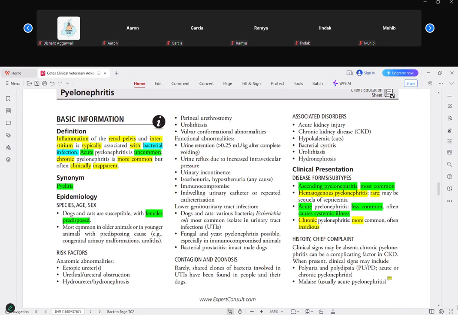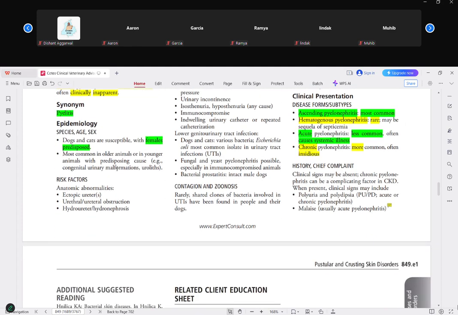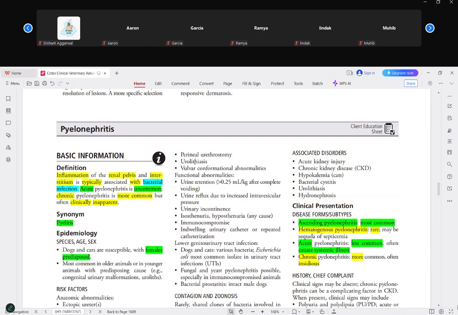Acute pyelonephritis is very uncommon. Usually you find cases of chronic pyelonephritis, which is more common, and you do not find any clinical signs in chronic pyelonephritis. You can also say pyelitis, okay. It is common in female dogs or cats. The risk factors could be a lot of things, like an ectopic ureter, ureteral obstruction, or perineal urethrostomy, which could lead to pyelonephritis. Just remember this.